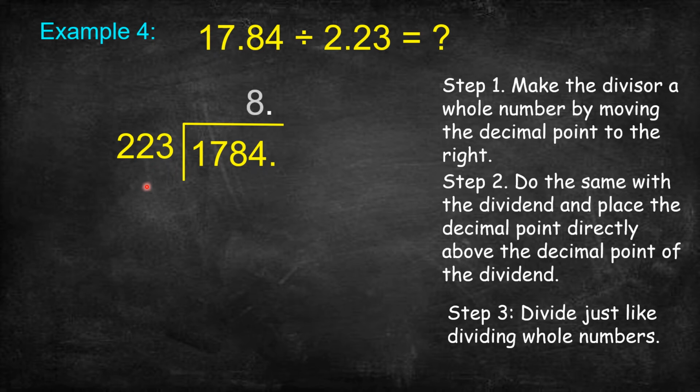And you will get an answer of 8. And 8 times 223 is equal to 1,784. And then if you subtract that, you will get an answer of 0. So, 0 na yung remainder mo. Wala ka na rin pwedeng i-bring down. So, that is the end of your computation. So, for example, number 4, 17 and 84 hundredths divided by 2 and 23 hundredths. The answer is whole number, which is 8.